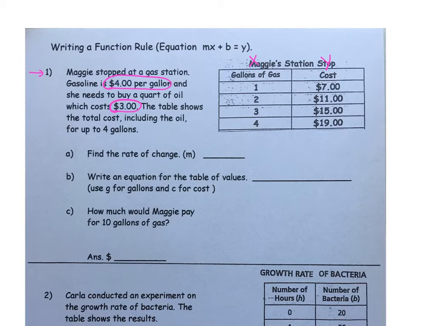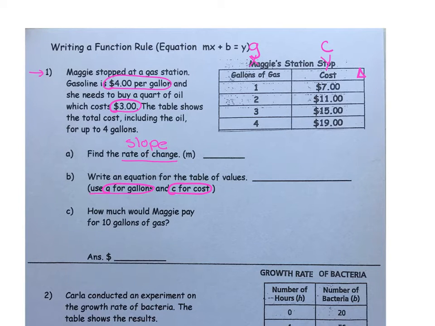But for this particular story problem, we've been given some other variables to use. If you notice here, it says use G for gallons and C for cost. So let's denote G and C at the top of each column. Now, we need to examine the table and find the rate of change, which of course is our slope.